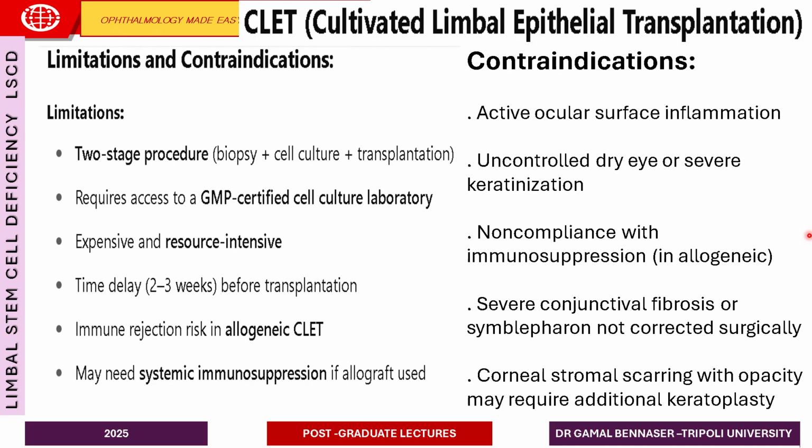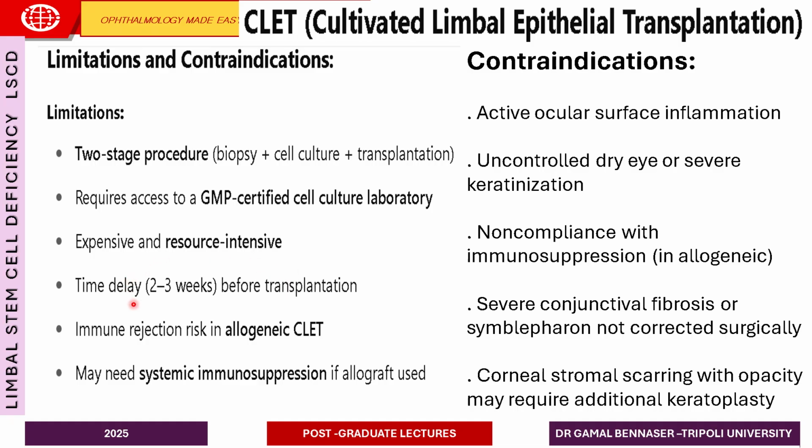And there are certain limitations and contraindications for this type. The limitation is that it is a two-stage procedure, so you cannot do it in the same setting for your patients. You have to take the biopsy first, then you grow it in a cell culture, then you come back and do the transplantation. And as I said, you are dependent on the laboratory for the tissue culture, so you need a high standard laboratory certificate, which is the GMP, to secure the tissue culture so that you can transplant the cells to the recipient eye. And since you need a specialized laboratory, it is an expensive procedure, which means that it is not amenable for everyone.